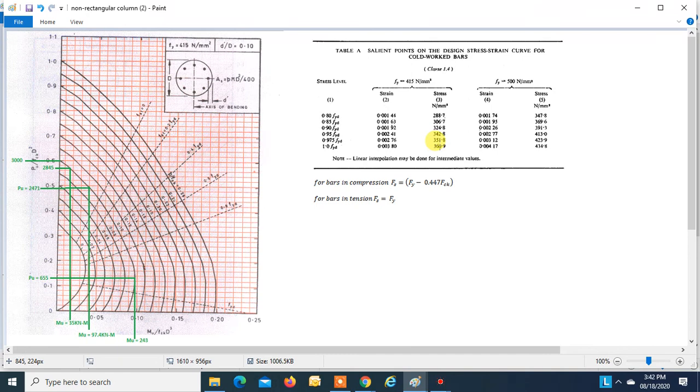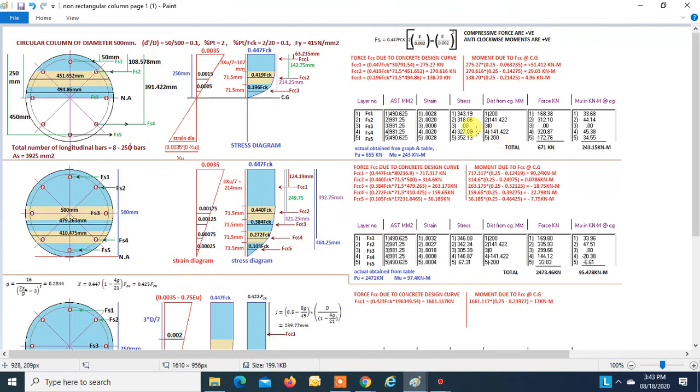Now we know that the steel is under compression, so we will have to use this formula. Whatever stress we get has to be deducted by 0.447 fck. So our final stress is found to be 343.19. Stress into the area of steel in that layer will give you the force. Now this is a compressive force, so this is positive, right?